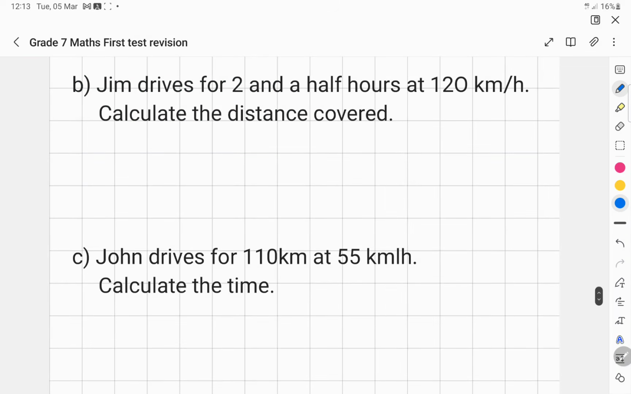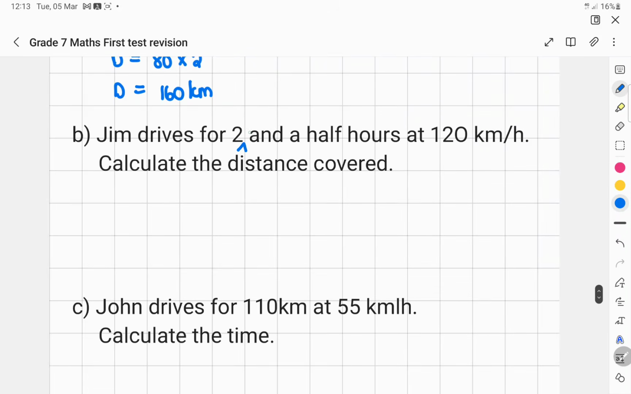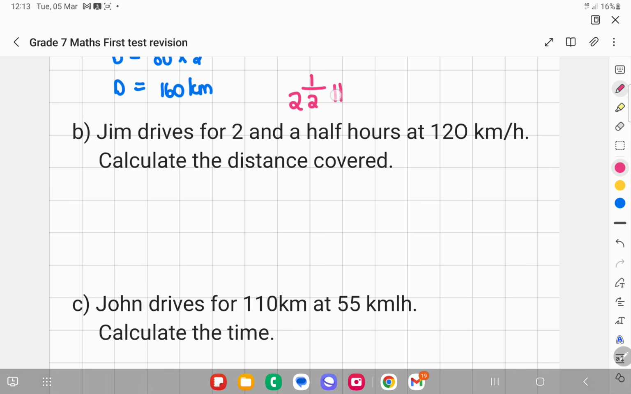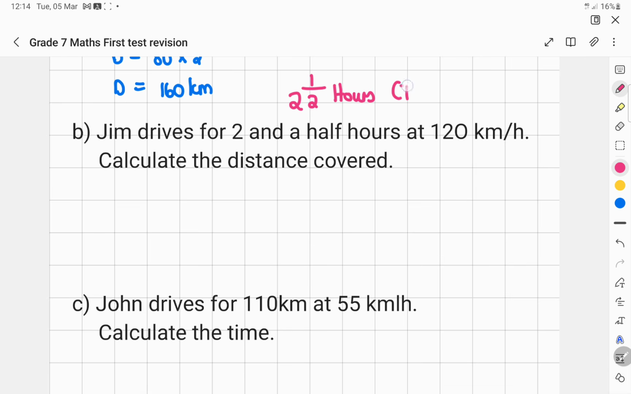Okay, the next one. Jim drives for 2 hours. So can you see that that is your time? Oh, sorry. Okay, wait. I see now. Jim drives for 2.5 hours. My computer, I struggle to get the 2.5. So 2.5 hours. So that is your time. At 120 kilometers per hour. This is your speed. Okay, calculate the distance covered.